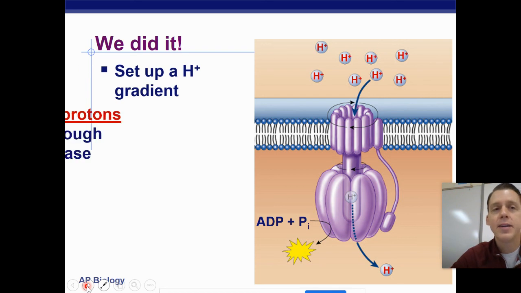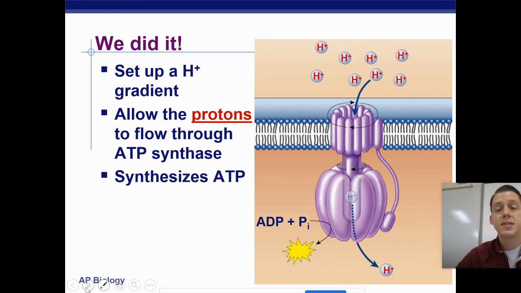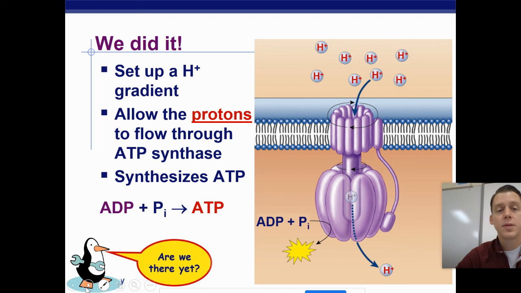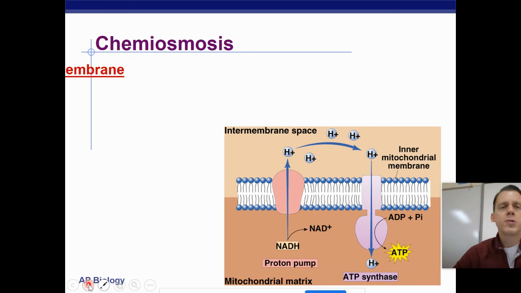And we finally did it. We set up our hydrogen ion gradient, which allows the protons to flow through the ATP synthase, which is then going to synthesize ATP. So ATP is going to get made. The gradient allows the hydrogen ions to move through. The movement of the hydrogen powers the synthase to make ATP. That's a proton motive force.